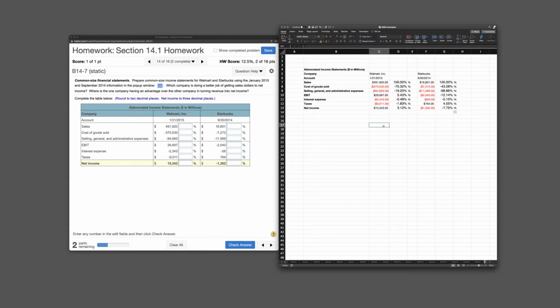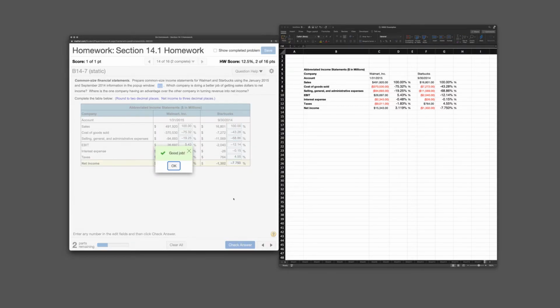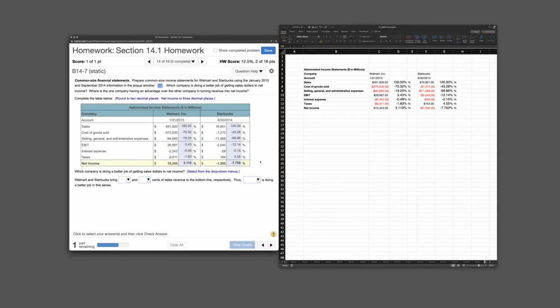So once we figure that out, we can quickly complete Starbucks as well. Of course, we're going to divide by its sales, and then we can start looking at a comparison. So there's another way to benchmark. Of course, we can compare our competitors. One thing to keep in mind though, in terms of inputting the numbers, is that they want us to round to 2 decimal places, except for net income, where they actually want us to round to 3 decimals. So make sure we do that.